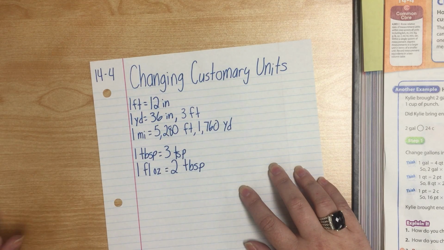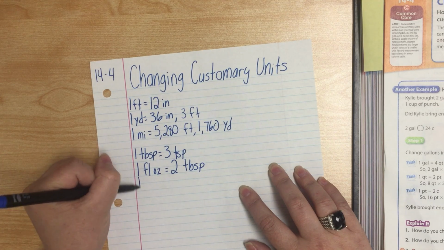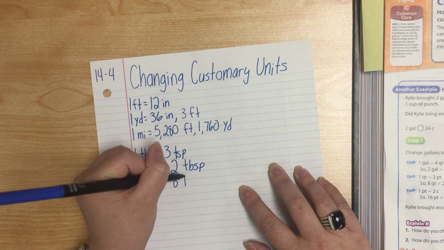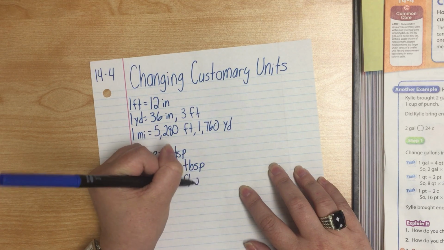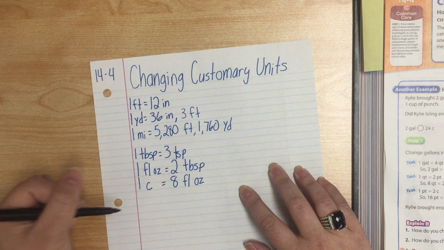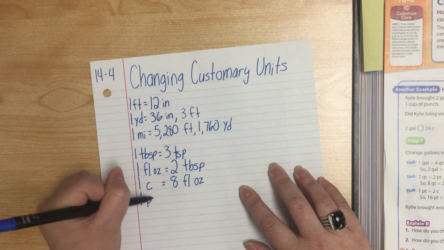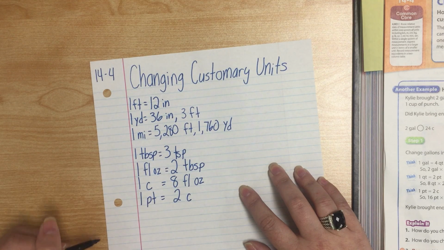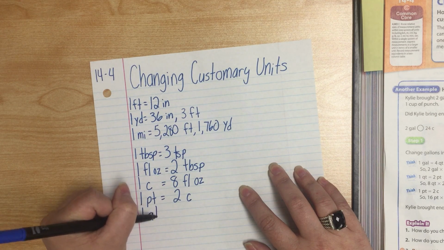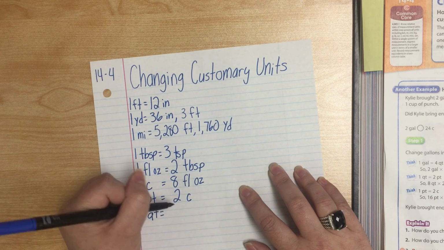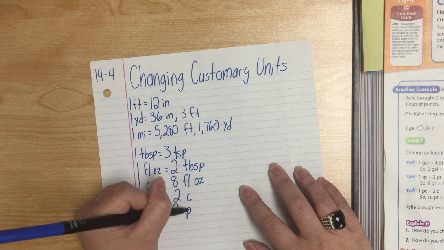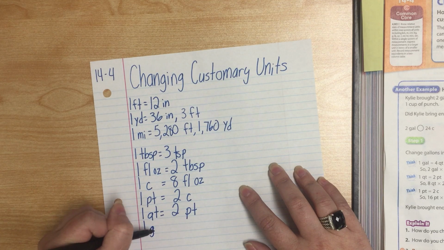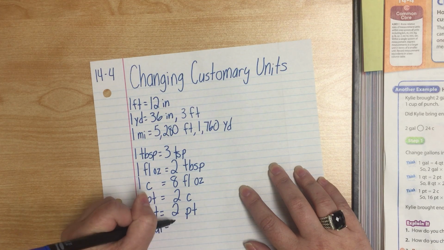This will all come in handy when you are cooking. 1 cup is 8 fluid ounces. 1 pint is 2 cups. 1 quart is 2 pints. 1 gallon is 4 quarts.